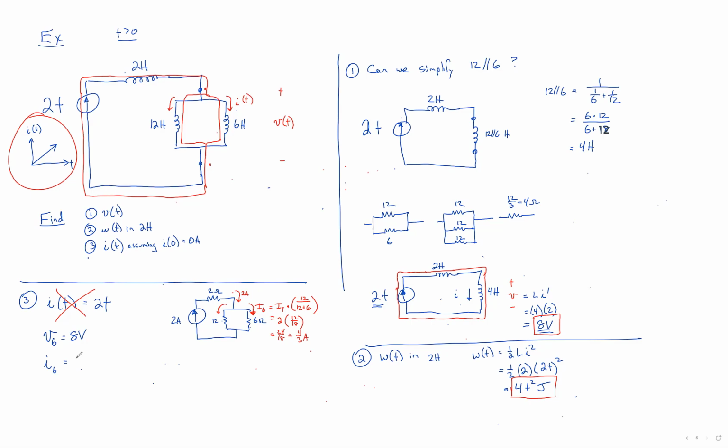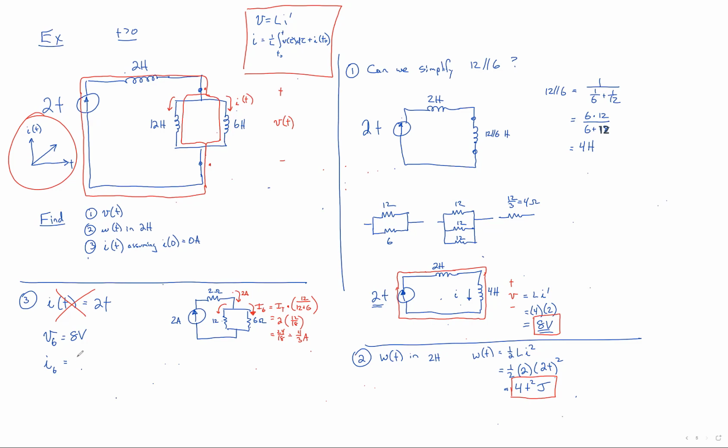V equals L i prime, right? So that's true. V equals L i prime. But we want to find I, and we know the voltage. Let's write them up here. V is equal to L i prime. That's true, but you want to go in the opposite way. So what's the opposite way? You take the integral. That's it. 1 over L times the integral from t naught to t of V of tau d tau, plus your initial condition, which is I at t naught.